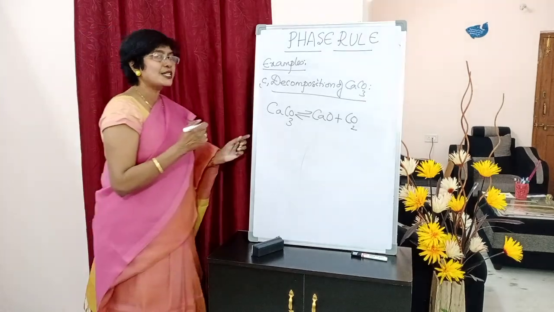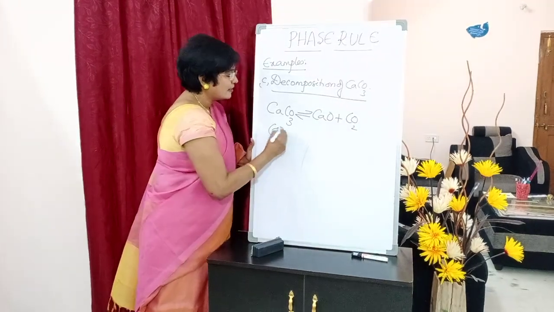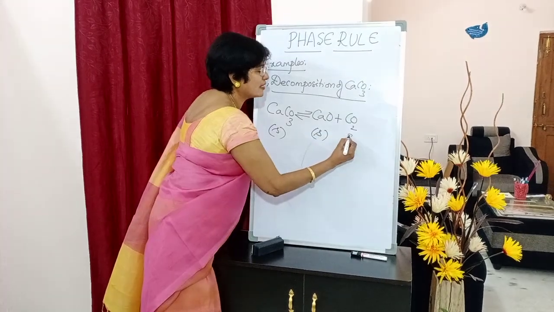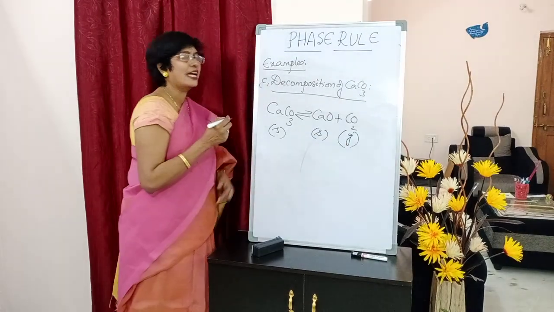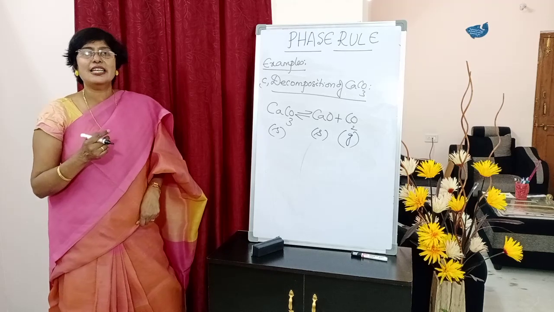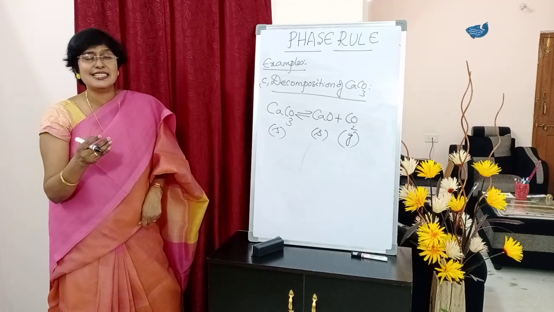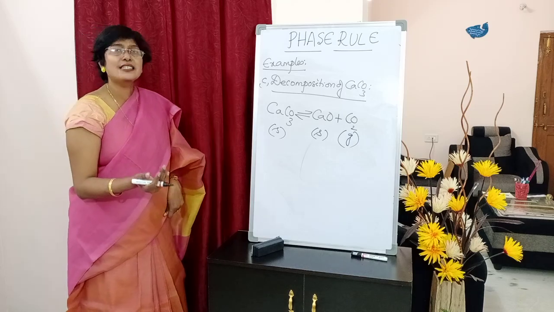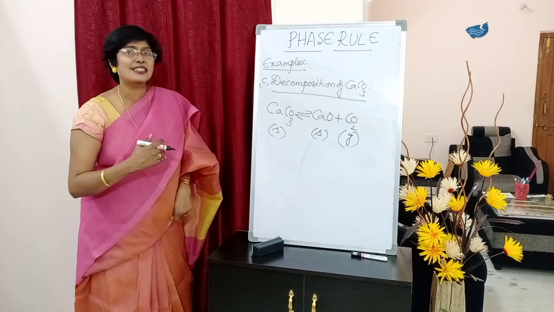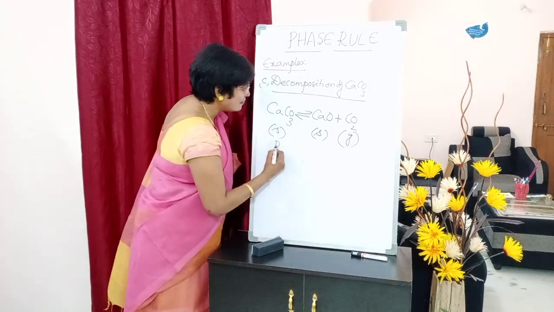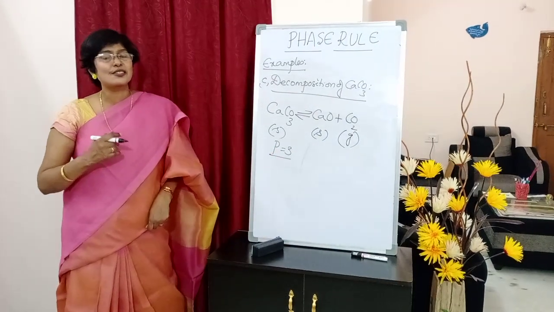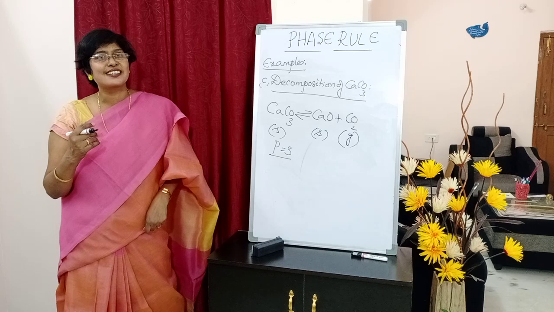So calcium carbonate is a solid phase, calcium oxide is a solid phase, and carbon dioxide is a gaseous phase. So there are two solid phases and one gaseous phase. Hence, we say that this heterogeneous system has three phases. So P is equal to 3. Understood, students, the concept of phases?